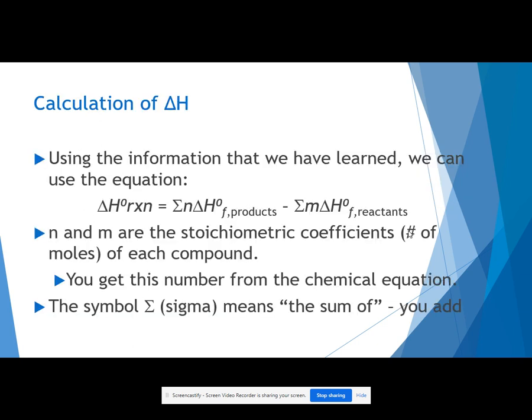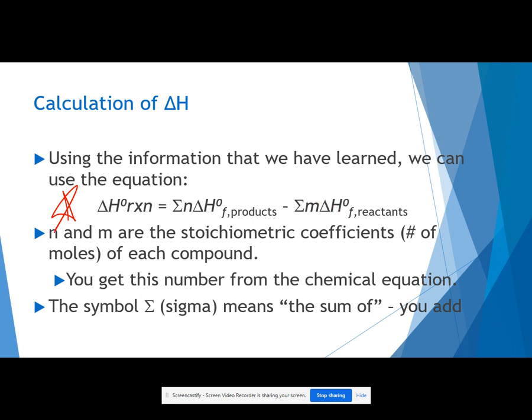However, there's an easier way to calculate delta H than Hess's law. Don't you love it when we show you the hard way and then we show you the easy way? The easy way is to actually use the following equation. So please write it down. Delta H of the reaction is equal to the sum, that's what this little sigma means, of the moles of your products times their delta H of formation, minus the sum of the moles of your reactants times their delta H of formation.